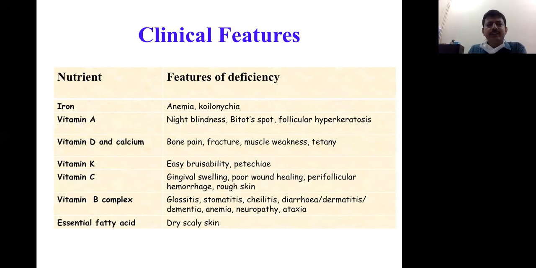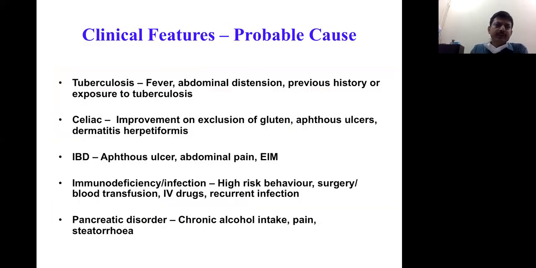Now, once you have done that assessment, we also have to look at the probable cause, because this may help us in minimizing the number of tests we are going to order for the patient. So therefore, this has a relevance to plan your investigation properly, that you look into the probable cause of malabsorption. And here again, if you remember the common conditions which I said, then you should ask history for those conditions.